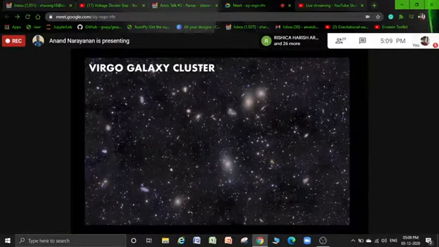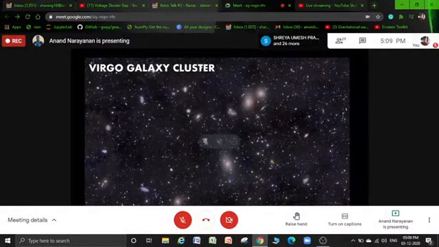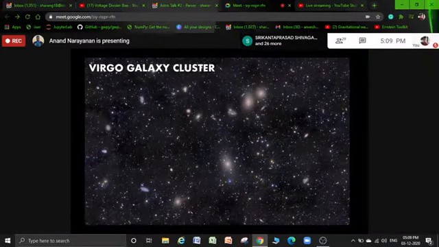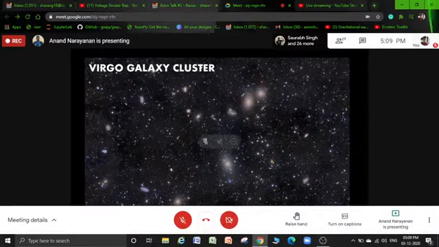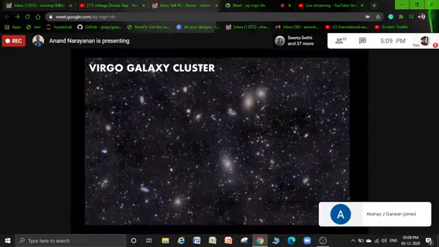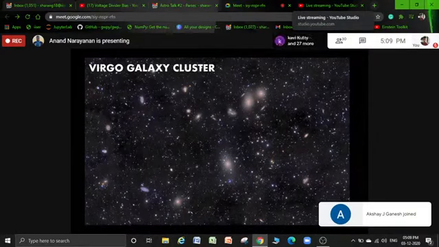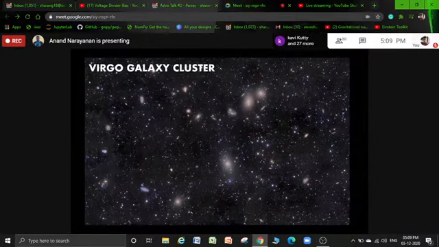And the Virgo galaxy cluster contains about 1,500 galaxies, and it has a total dynamical mass of about 10 raised to 15 solar masses. Okay, so that's roughly 3 to 4 orders of magnitude more than the mass of the Milky Way galaxy. That shows that there are about thousands of galaxies within this Virgo galaxy cluster.